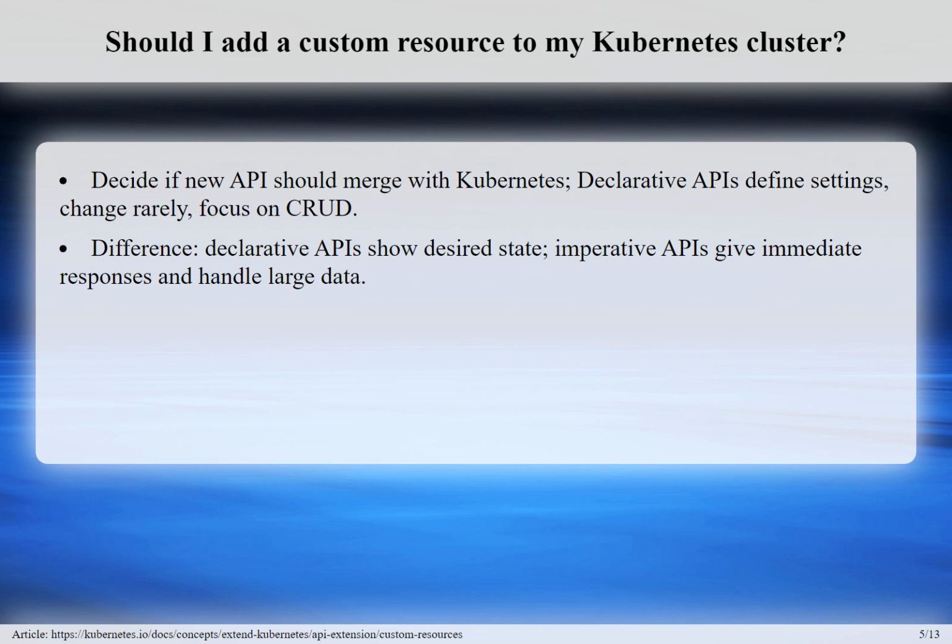Declarative APIs don't involve transactions across objects, representing only the desired state. Imperative APIs, by contrast, aren't declarative. If your API requires responses after client actions, involves RPCs, or stores large data quantities, it's likely not declarative.